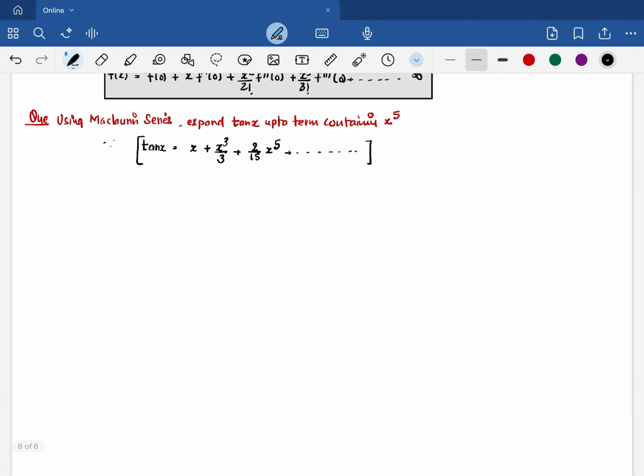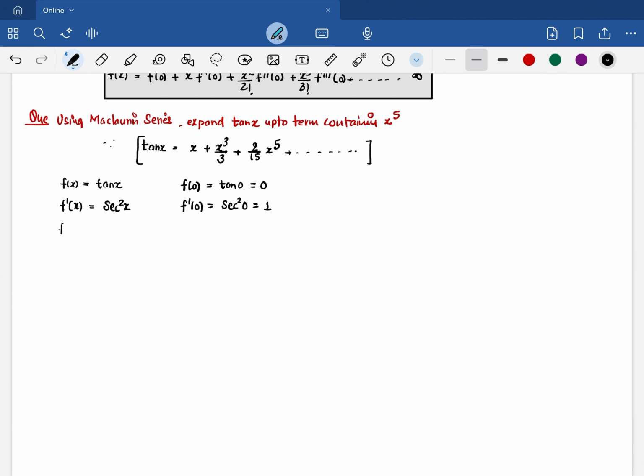So in order to find the expansion of tan x, let's first consider the function f(x) equal to tan x. We have to consider up to the fifth order of derivative, so simultaneously we have to calculate the value at 0 as well. The function value of tan x at 0, can we say tan 0 is 0. What is f dash x? First order, the derivative of tan x is sec square x. So what is f dash 0? Can we say sec square 0, and sec 0 is 1, so sec square 0 is also 1.